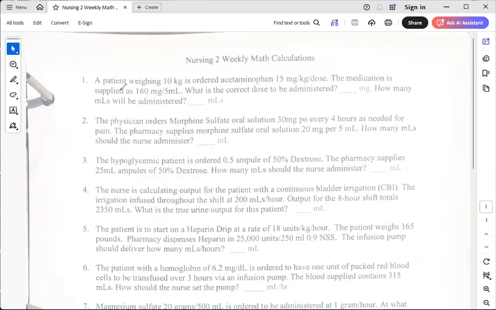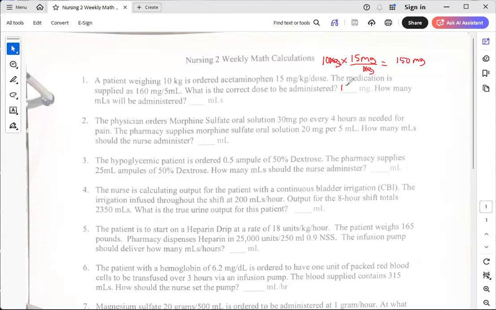dose. The medication is supplied as 160 milligrams per 5 ml. What is the correct dose to be administered? So the first thing they want to know is what milligrams and then how many milliliters. So to get to the milligram part, we're just going to take the patient's weight, 10 kilograms, multiply by the 15 milligrams per kilogram. So that's per dose, but I'm not going to include that. I don't think that's necessary to add in there. And then we're going to get 150 milligrams.